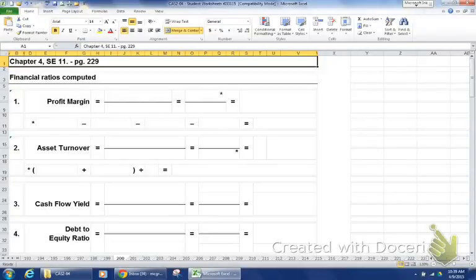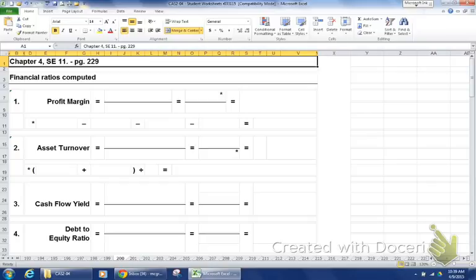Today we're going to be using data to help us prepare financial ratios to provide us with some performance measures on companies. We're going to be completing the problem from Chapter 4, SE11 on page 229 of our financial accounting textbook.